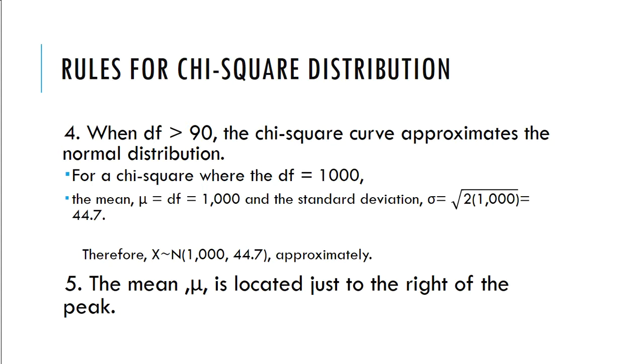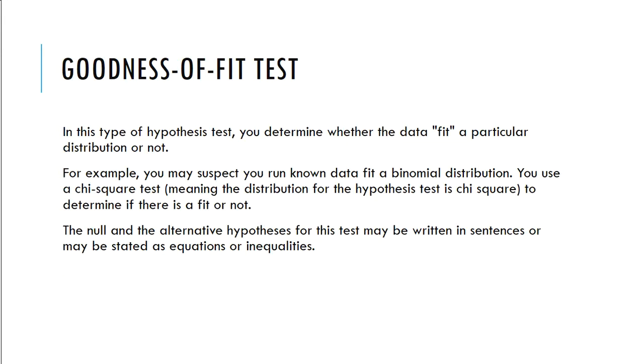It helps us to look at data in huge pockets and make assumptions or educated guesses on the areas and the percentages. So if you had a chi-squared where your degrees of freedom were 1,000, the mean would be 1,000 and the standard deviation would be 44.7. And therefore, we can use the normal distribution to approximate what it's going to look like. Number 5, the mean is located just to the right of the peak. And remember, we said it was skewed, so that makes sense.